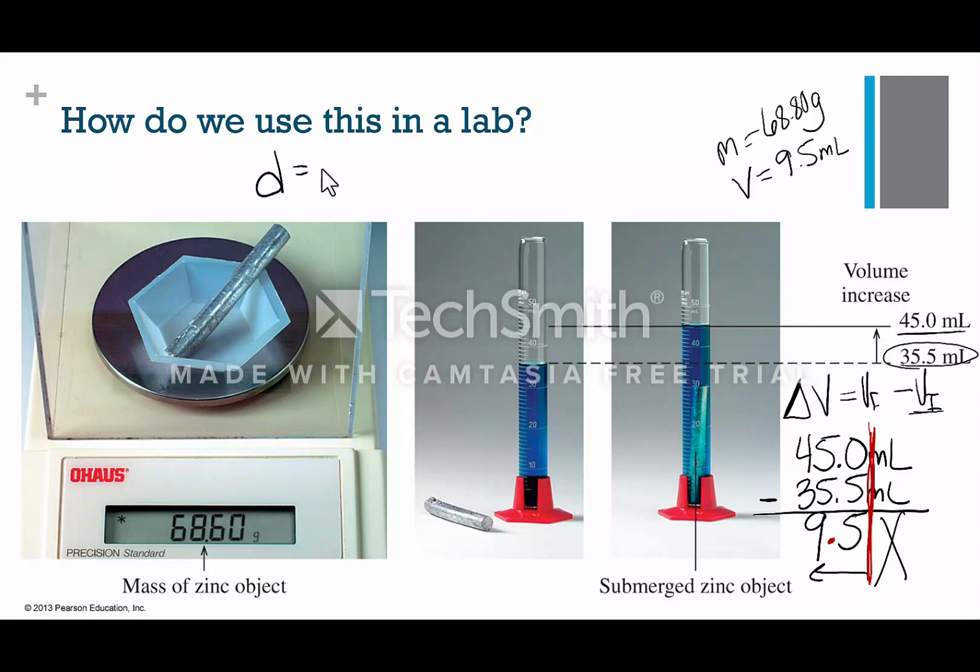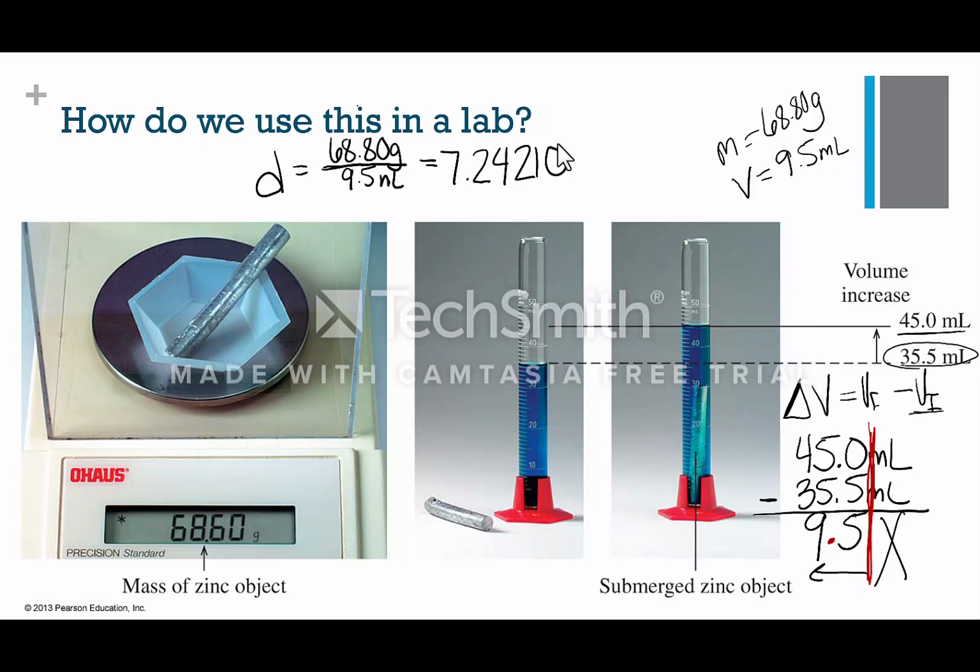So density equals 68.80, hey dyslexia, 68.80 grams divided by 9.5 milliliters. Plug this into my calculator and it spits out 68.80 divided by 9.5, 7.24210, so on and so forth.